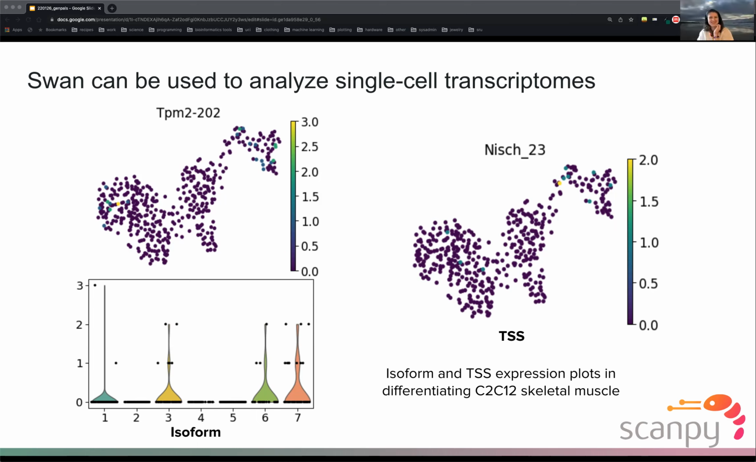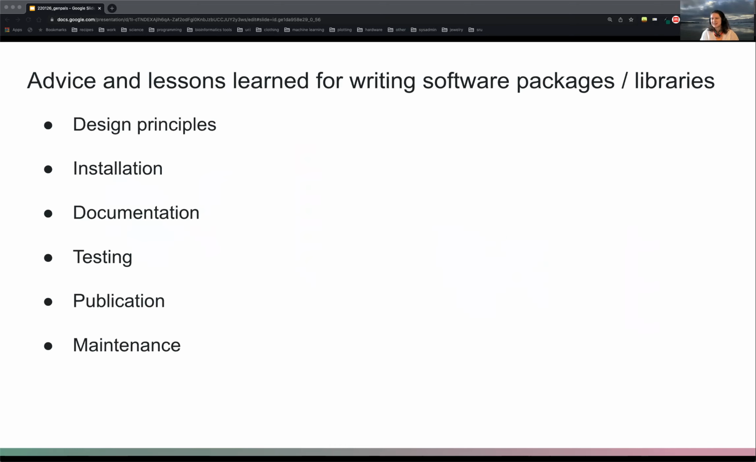Thank you, Nargis. Okay, so on the heels of that, I'm going to go over the process and lessons that I learned from writing software in grad school. These are the key points that I distilled down from a lot of work, which I'm going to go over one by one, along with some of the greatest pieces of advice for these things. The first of which is design principles, then installation, documentation, testing, publication, and maintenance.